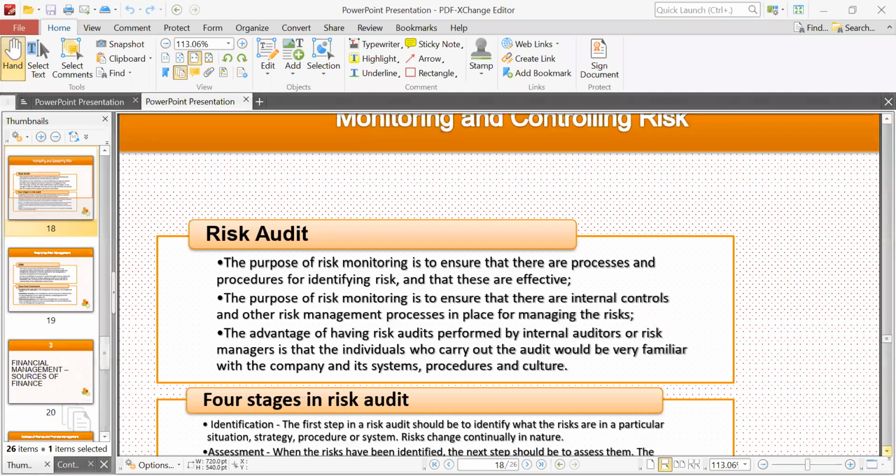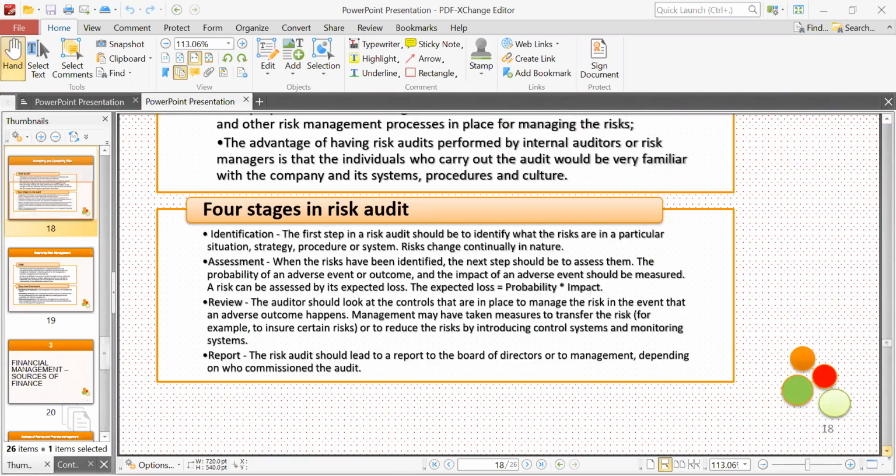Okay. The advantage of having risk audits performed by internal auditors or risk management is that individuals who carry out the audits will be very familiar with the company and its systems, procedures, and culture, right? Internal auditors understand the business and the processes that go on within the business. That's an advantage.